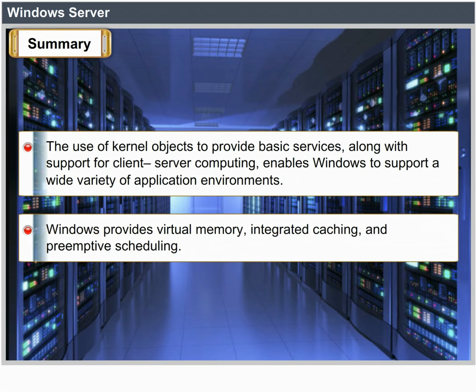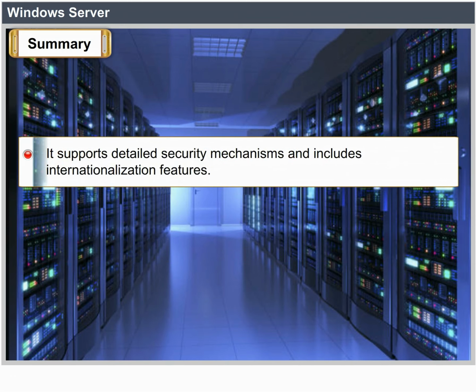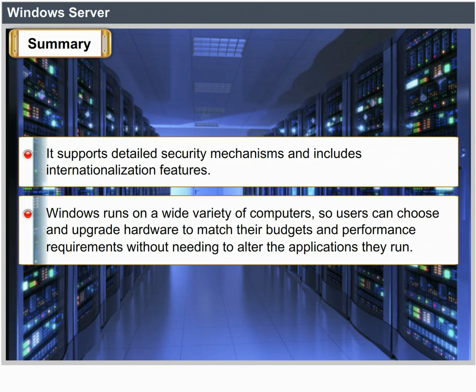Windows provides virtual memory, integrated caching, and preemptive scheduling. It supports elaborate security mechanisms and includes internationalization features. Windows runs on a wide variety of computers, so users can choose and upgrade hardware to match their budgets and performance requirements without needing to alter the application.